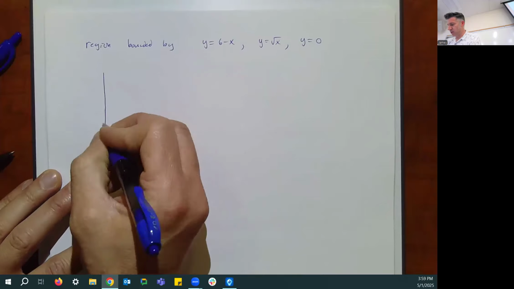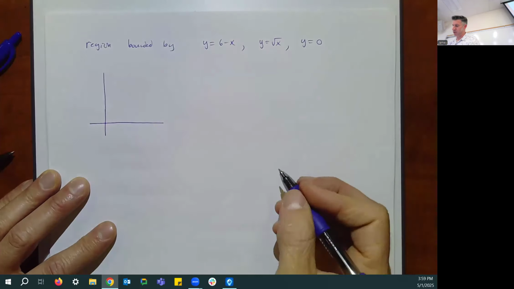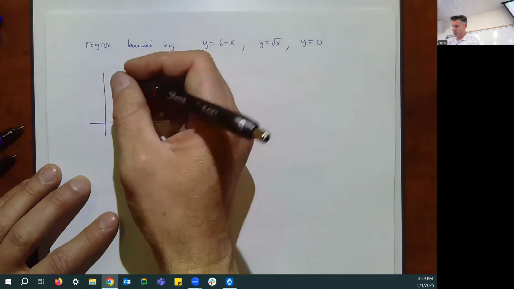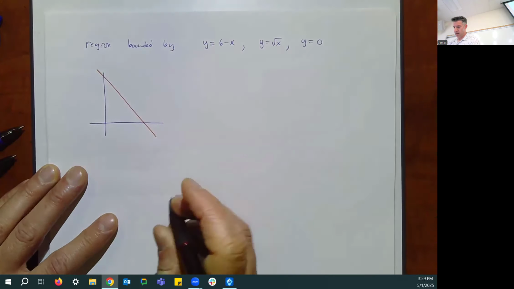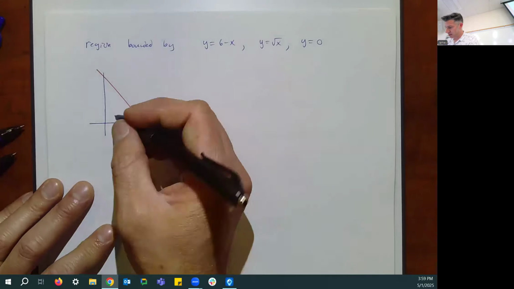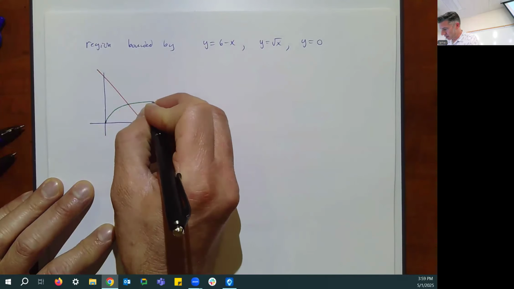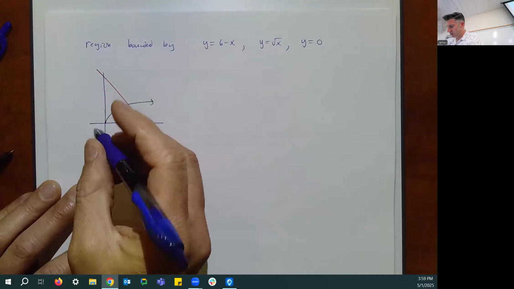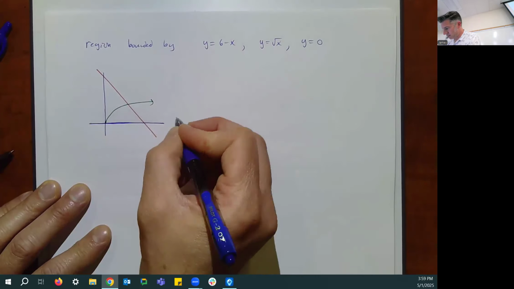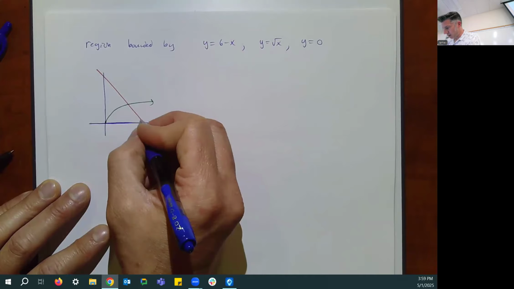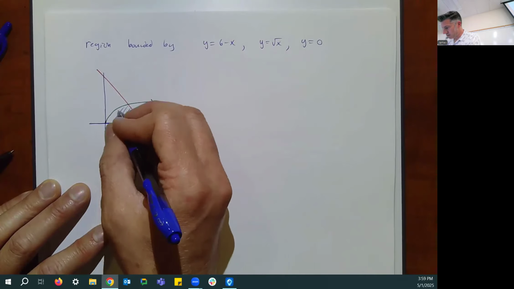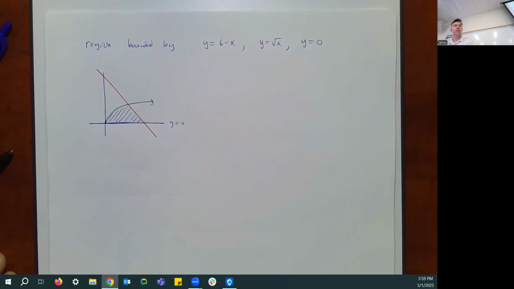So almost the same region we were dealing with in the example before this last example, except here's y equals 6 minus x. Here's y equals root x. And here's y equals 0. So now we're looking at this region here. On your own, draw the right kind of strip, or think about what it should be if you didn't draw the picture, which is totally fine.